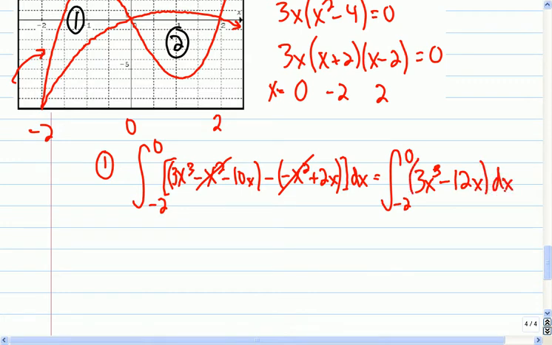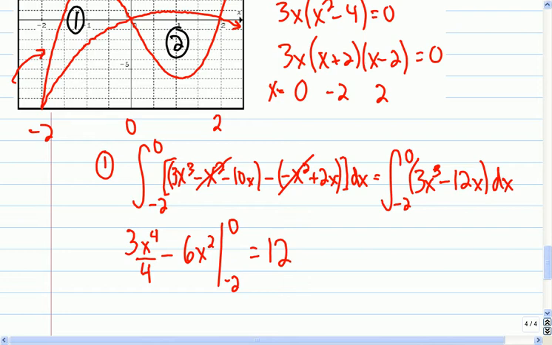So when I take the integral, it's going to be 3x to the 4 over 4 minus 6x squared from negative 2 to 0, which I believe is 12 if you put those values into your calculator.